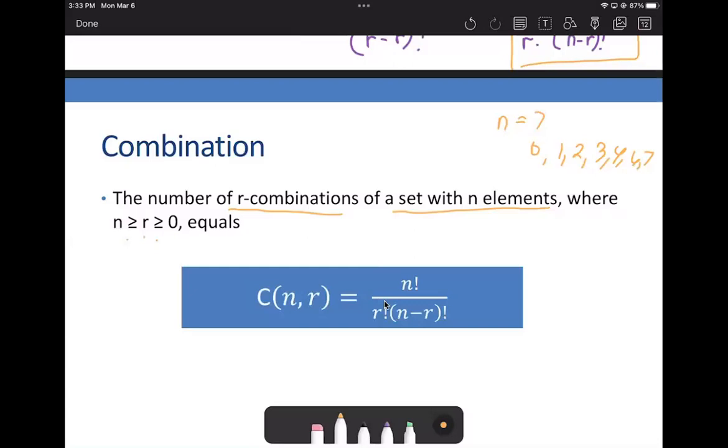So, why do you think na need natin na i-divide yung r factorial? It is equivalent to what?